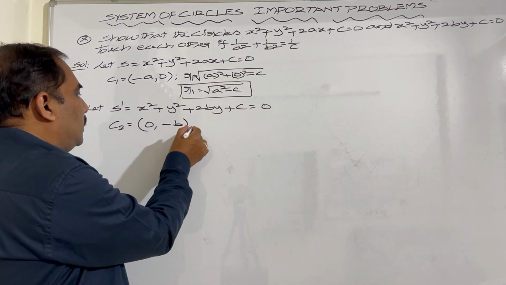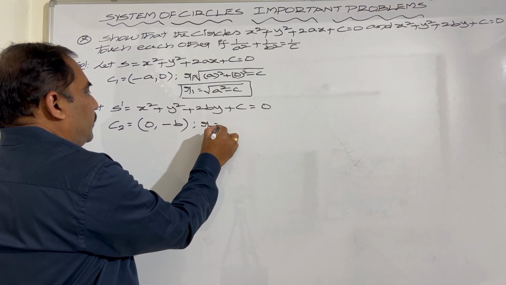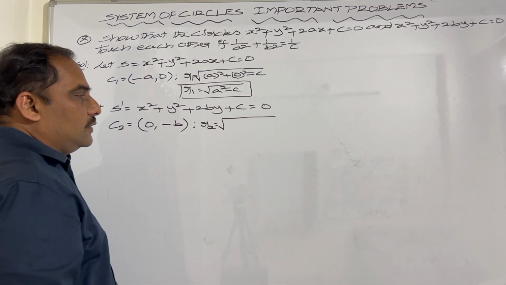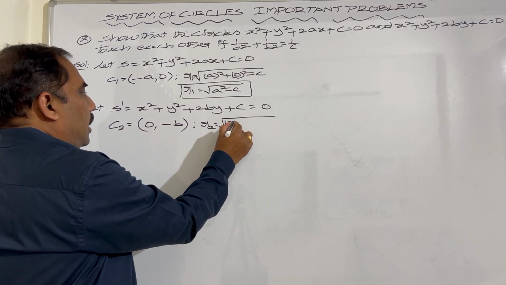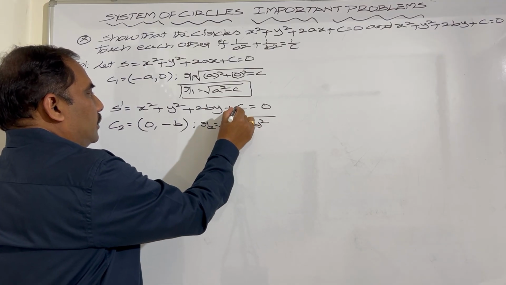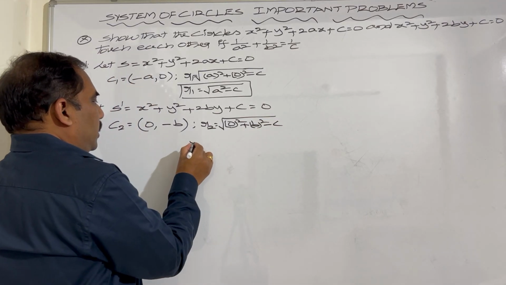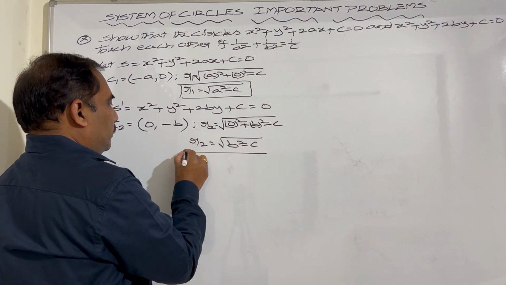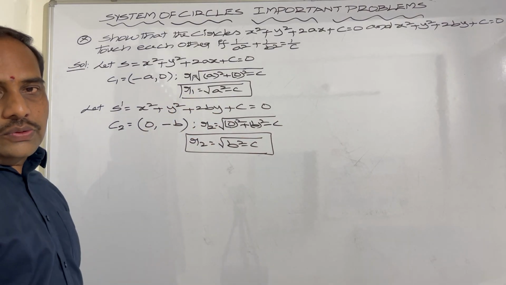This is the center. C2 is equal to 0 comma minus b, and r2 we can find as root over g dash square plus f dash square minus c dash. So g is 0 square and f is b, so b whole square, and c is c only here also, so minus c. So we get r2 is equal to root over b square minus c, and r1 is equal to root over a square minus c.